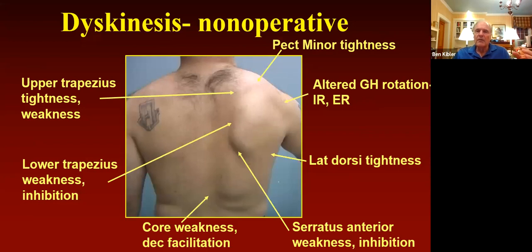Here is the universe of non-operative dyskinesis. Pectoralis minor tightness, altered internal external rotation of the glenohumeral joint, latissimus dorsi tightness, serratus anterior tightness or weakness, core weakness. Actually, 50% of the patients have core weakness because they can't facilitate scapular muscles. Lower trapezius weakness, upper trapezius weakness.